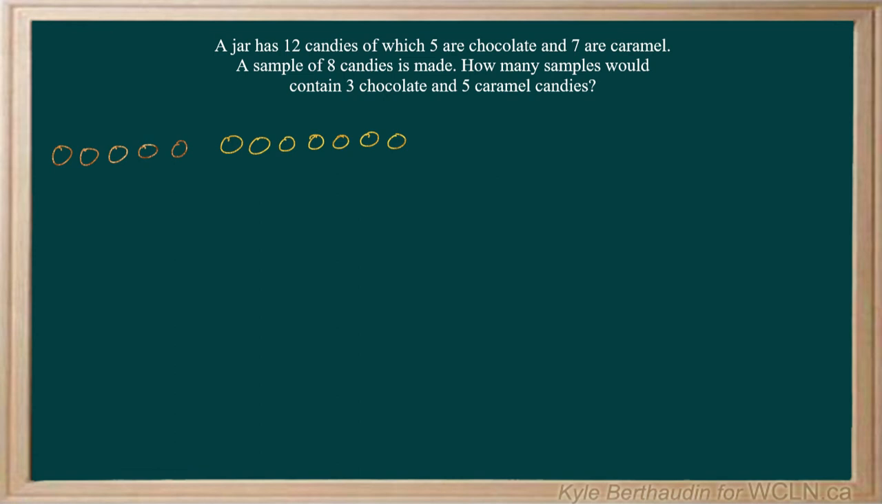A jar has 12 candies, of which 5 are chocolate, which we can see right here, and 7 of them are caramel, which we can see right there. Now, we're going to take a sample of 8 of those candies. Dip your hand into the jar and grab 8 candies at random.